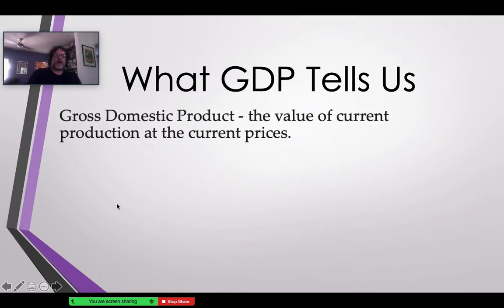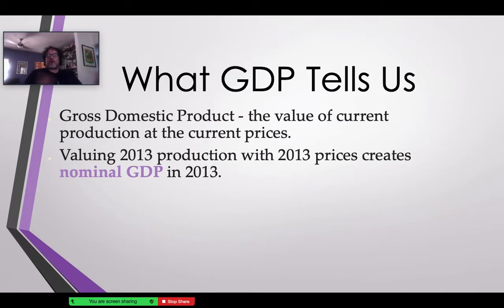So it's the value of current production at current prices. If I want to know how much we produced in 2013, we would look at nominal GDP. We look at what we made in 2013 and how much it cost, and that will give us the nominal GDP for that year. This is one of those good examples of something that might sound confusing as I talk about it, but tomorrow when you start working on it, it's going to make more sense.